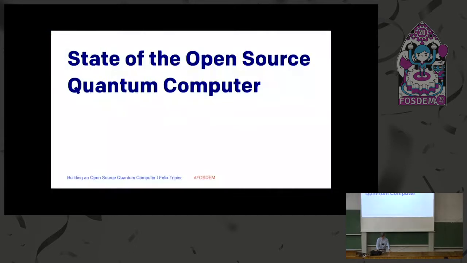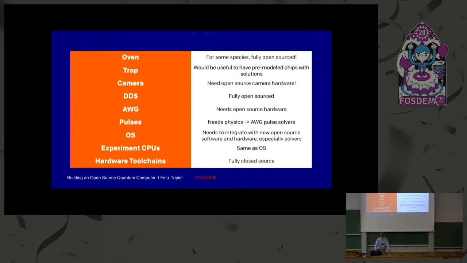Won't lie. And finally, I'm going to go through and talk about the state of open source quantum computing, wrapping up everything we've talked about. What's wrong? Where could an open source contributor make a difference? Where could you improve the open source quantum computer, et cetera.